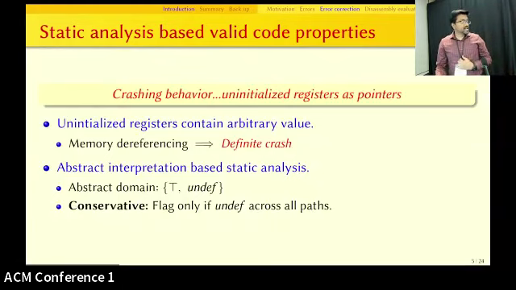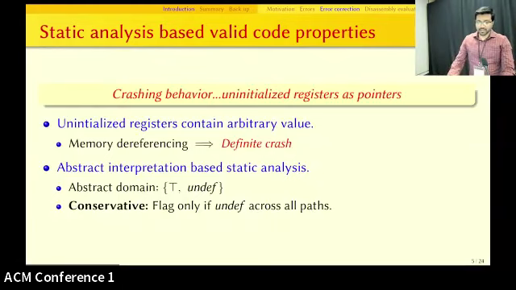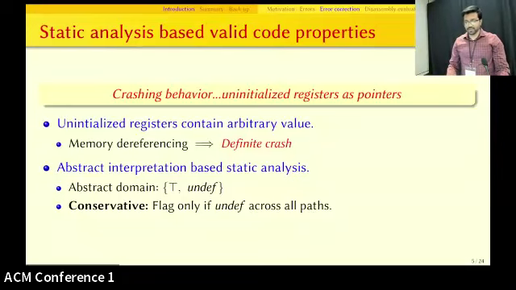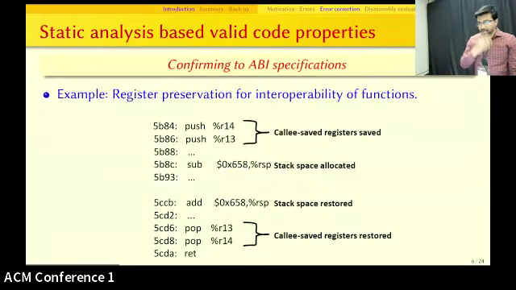The static analysis is based on abstract interpretation. The abstract domain has 2 values, top and undef. Top means basically all possible values, and undef means undefined. And our analysis is conservative in the sense that we flag an error only if a particular register is undefined across all possible values. The second property that we check for is conformance with the system API.